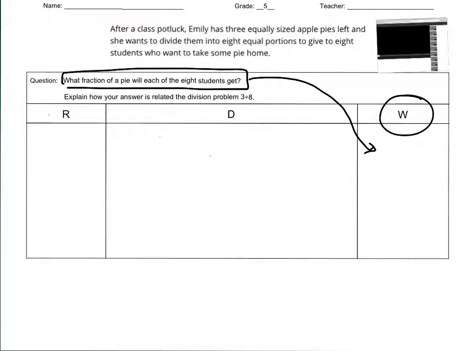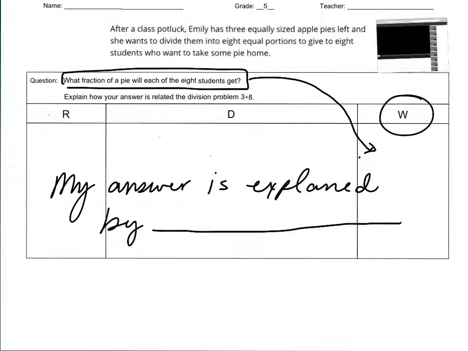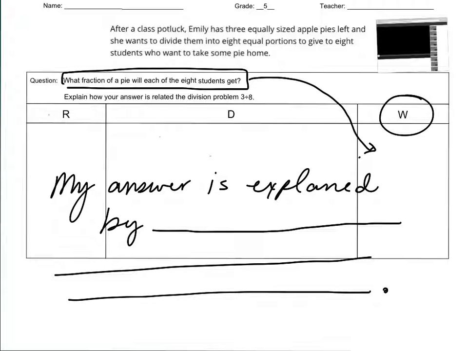And then you say, my answer is explained by, and then plug in the rest of your thoughts. 2 complete sentences. And that's the read, draw, write process.